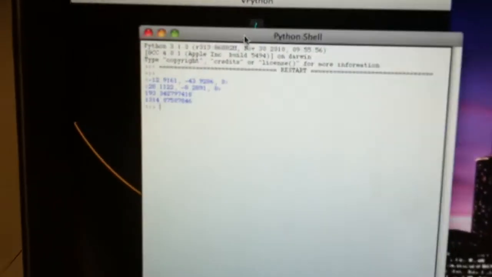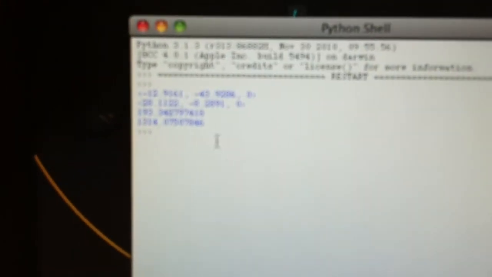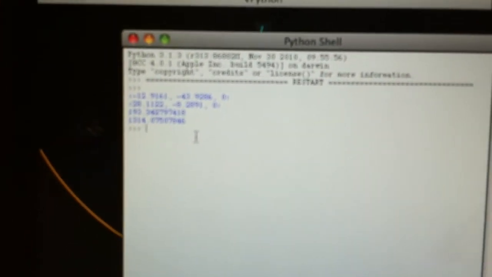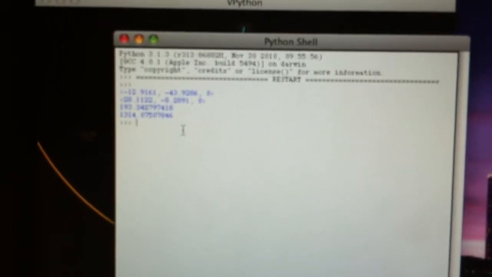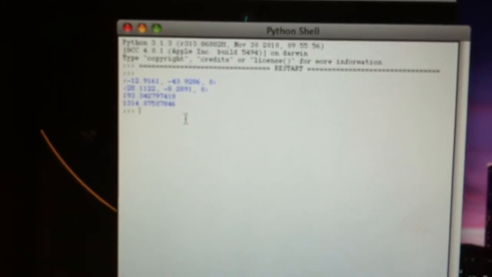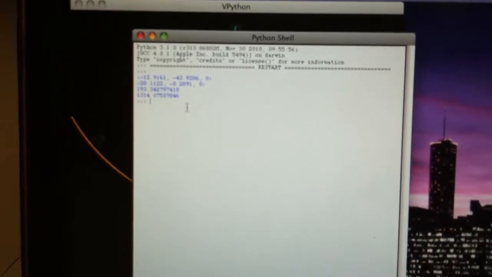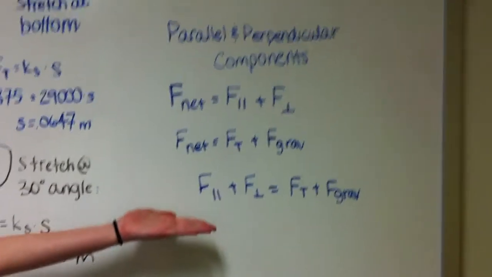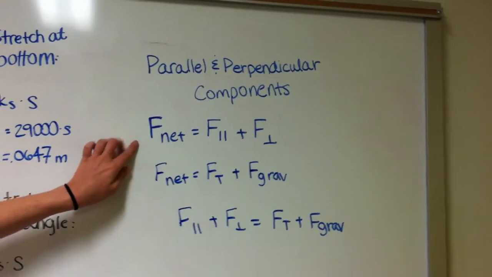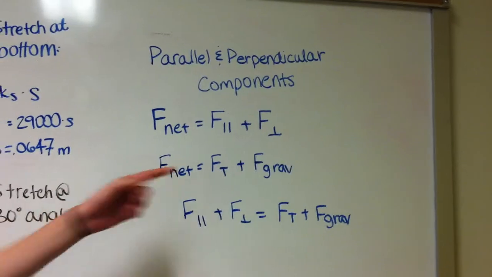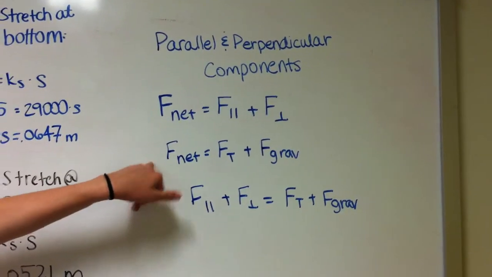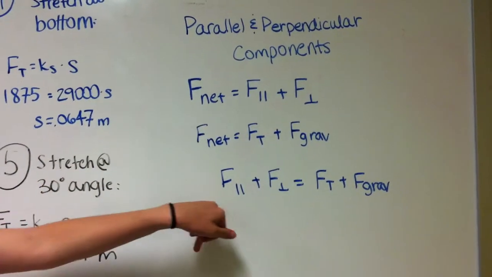what we found. We printed the final position, final velocity, and the parallel and perpendicular components of F net, which we found to be pretty similar. Also, we can solve the parallel and perpendicular components analytically. We know that F net equals F parallel plus F perpendicular. We also know that F net equals F tension plus F grav, so we can set these equal to each other and solve.